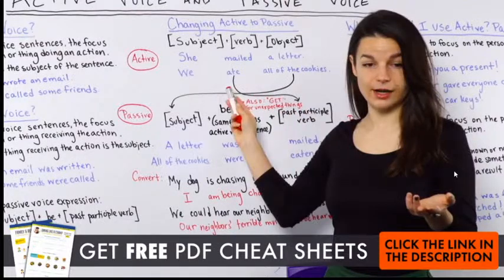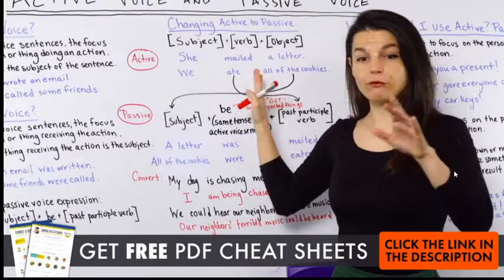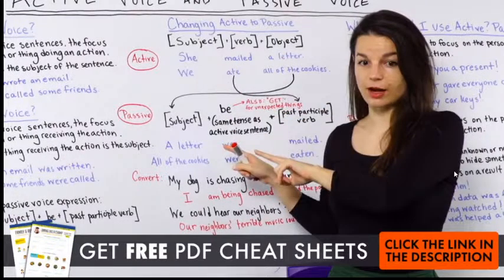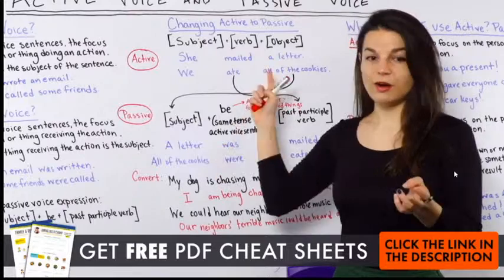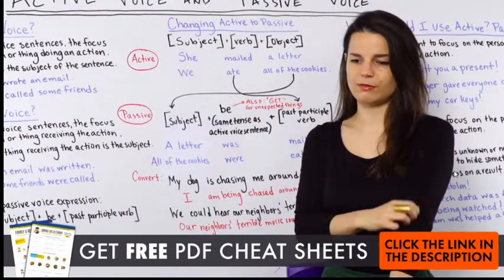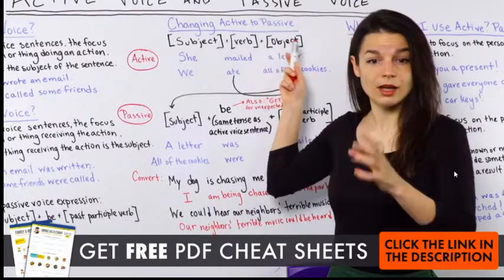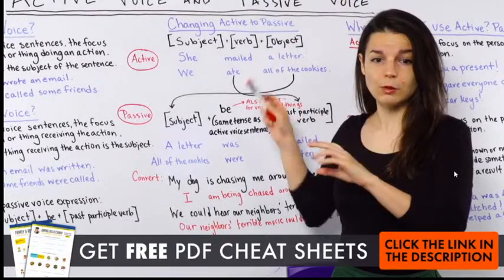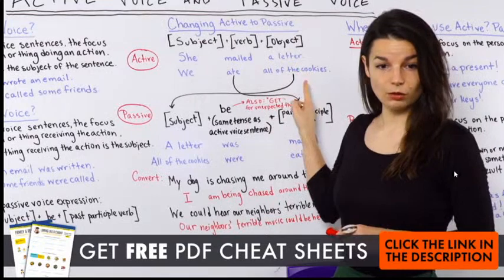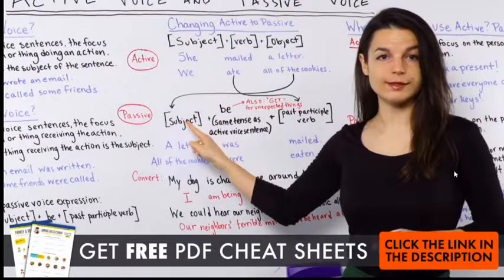So how do we change this? These sentences here are active voice sentences, but if we want to change an active voice sentence to a passive voice sentence, how do we do that? First of all, you need to make sure that you have these parts of your sentence. Sometimes I see your comments and you write to me like, how do I make this passive? But there's no object in your sentence. You need that object. So to do this, first take your object. Take the object of the sentence, in this case, a letter or all of the cookies in my example sentences. Move these then in your passive sentence to the subject position.